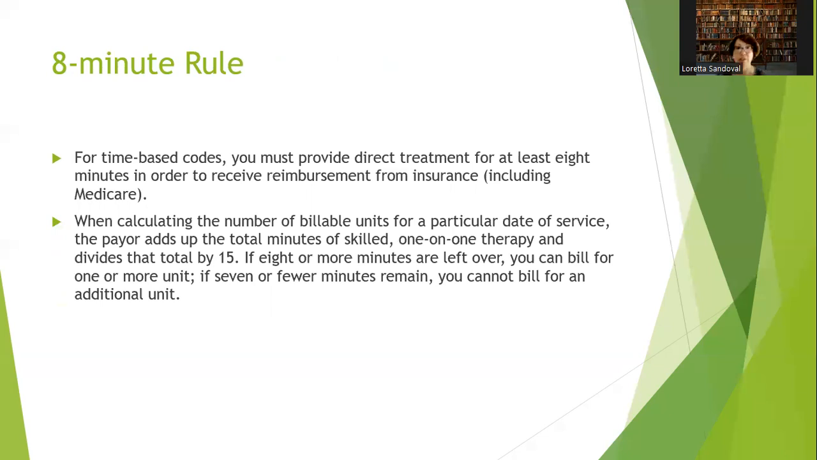When the insurance company is calculating the number of billable units for a particular date of service, they add up the total minutes of skilled one-on-one therapy and they divide the total by 15. So if 8 or more minutes are left over, then you can bill for 1 more unit. If 7 or fewer minutes remain, then you can't bill for an additional unit. So if I had 40 minutes of skilled one-on-one therapy and I divide that by 15, I get 2, and so 2 15-minute units, that's 30 minutes, and then I get 10 more minutes. So that 10 minutes, I can bill for that 3rd unit.